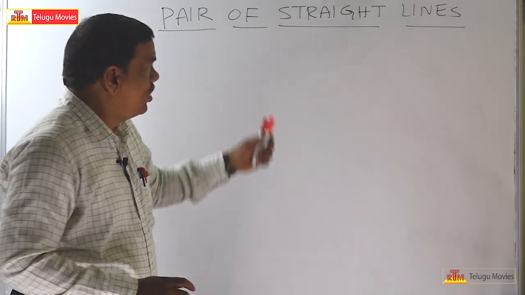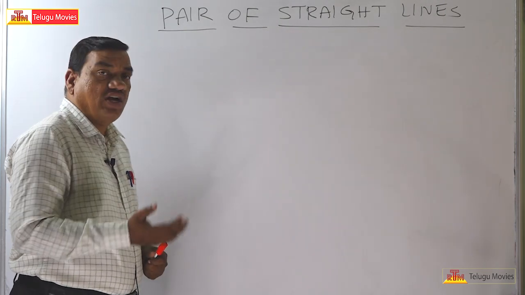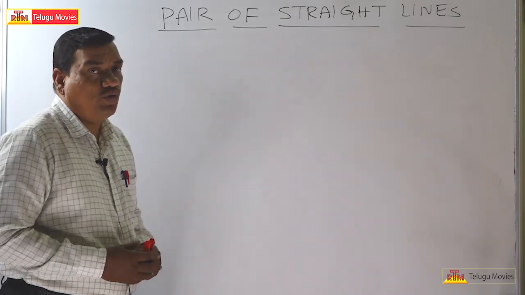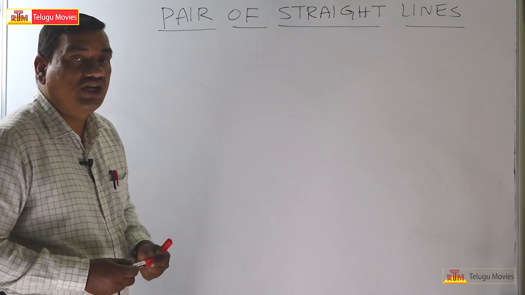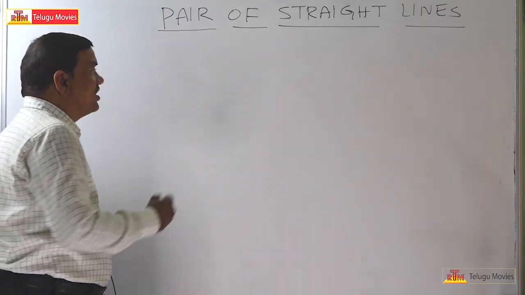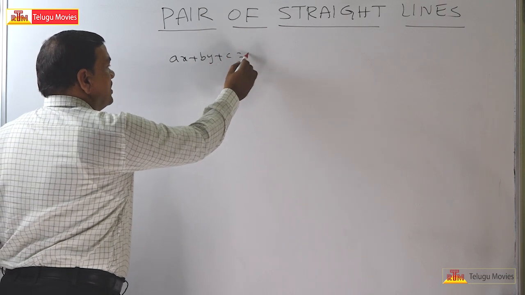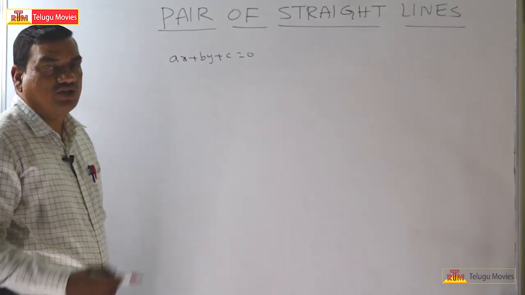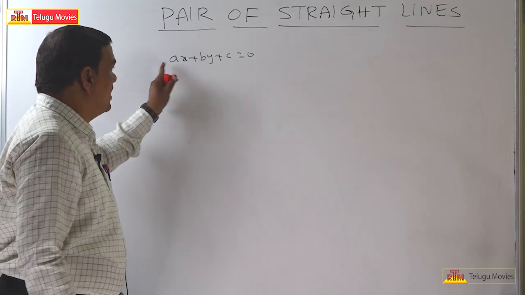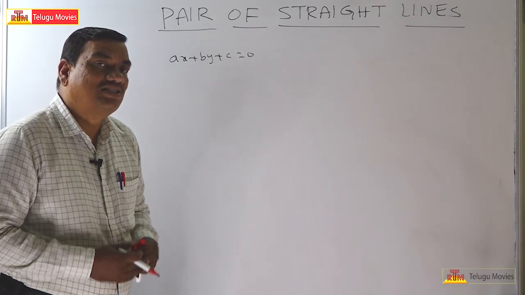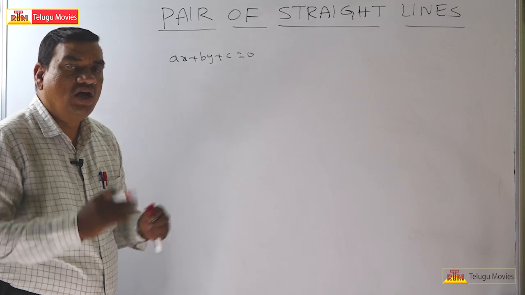First of all, pair of straight lines. Straight line means we know the general form of the straight line. What is the general form of the straight line? That is ax plus by plus c is equal to 0, where a, b, c belong to real numbers and a and b are not simultaneously equal to 0. That we know.